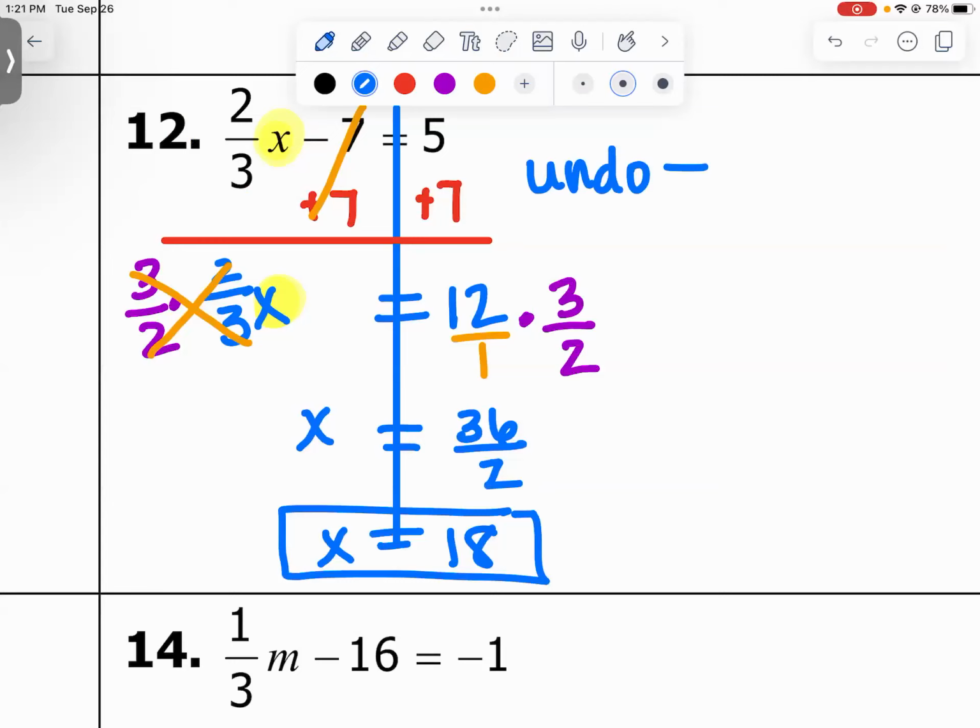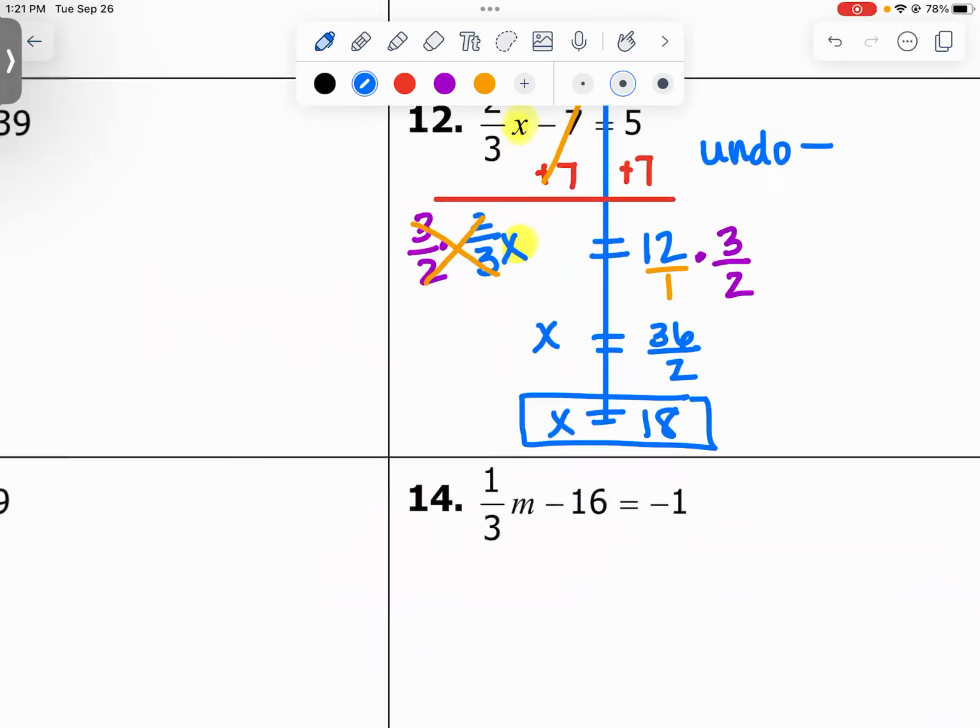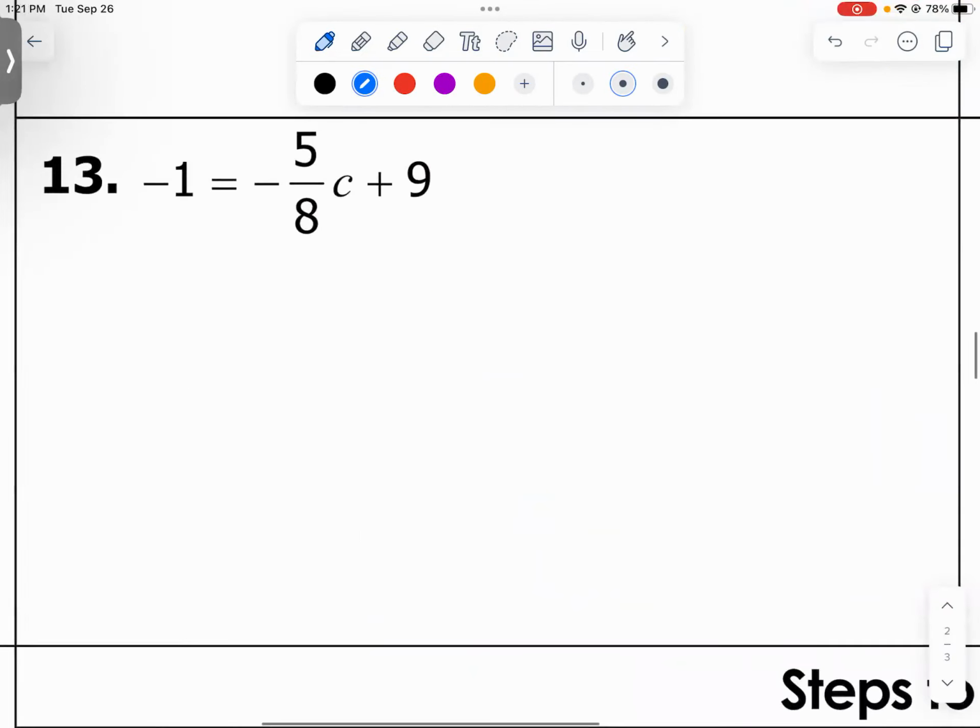Okay, so what I want you to do now is without me, you're gonna do number 13. Did somebody put my flags back for me? Thank you. Okay, you're doing number 13 right now.